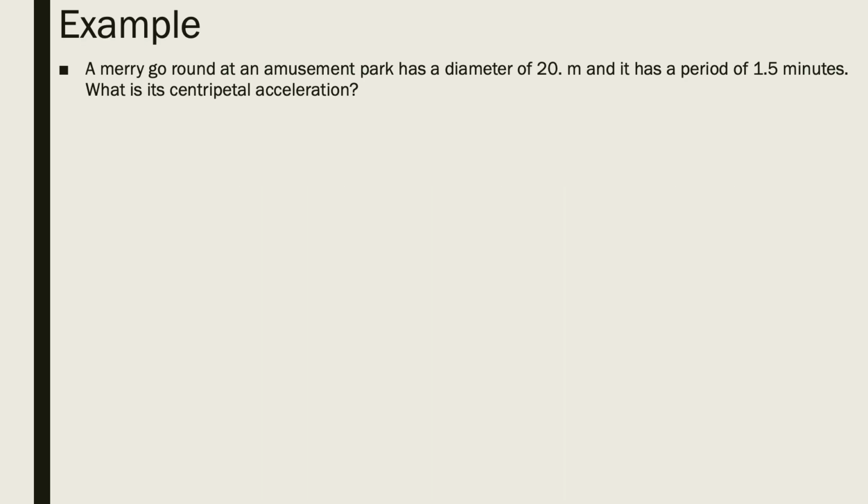So, an example: a merry-go-round at an amusement park has a diameter of 20 meters, and it has a period of 1.5 minutes. What is its centripetal acceleration? So I'd start by writing out what we're given. We're given our diameter. We know our radius is half of that, so our radius would be 10 meters, and we are given a period of 1.5 minutes. We know we need that in seconds. 1.5 minutes is 90 seconds.